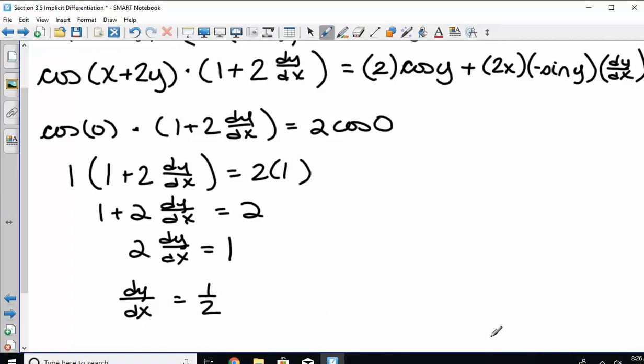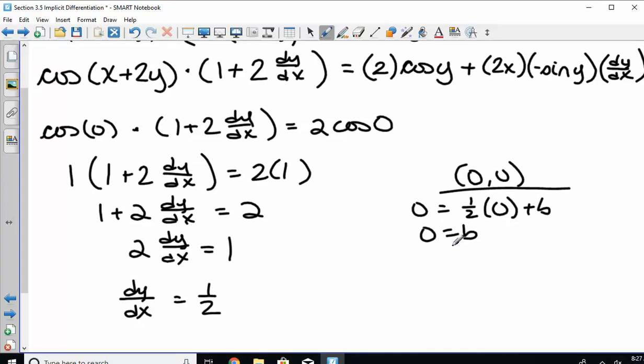So I get my dy dx equals 1/2. Now you can only do that if I don't ask for the formula for the derivative and I have given you an ordered pair to plug in. Okay. I wanted the actual equation. So if we plug in y equals mx plus b, our point is 0, 0. So what's your y-intercept? So the equation is y equals 1/2 x.